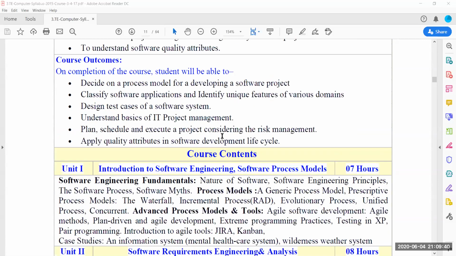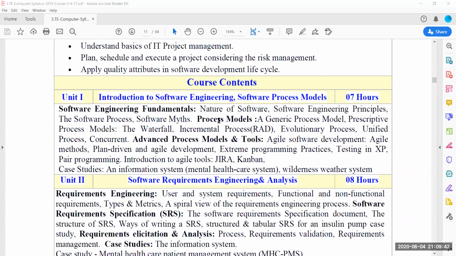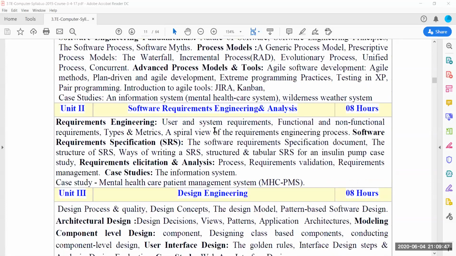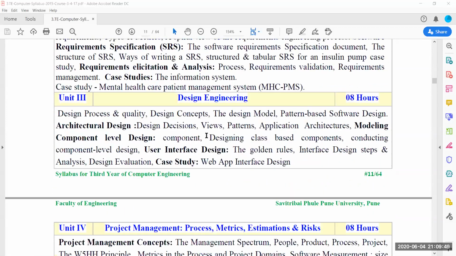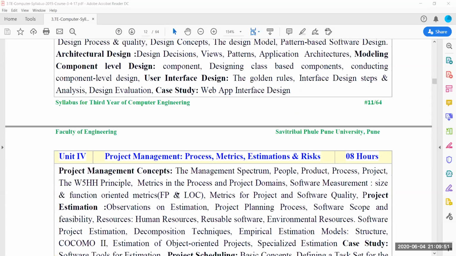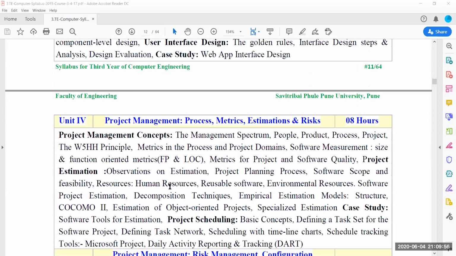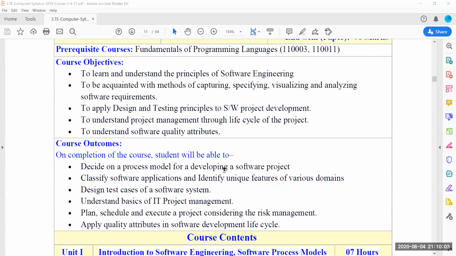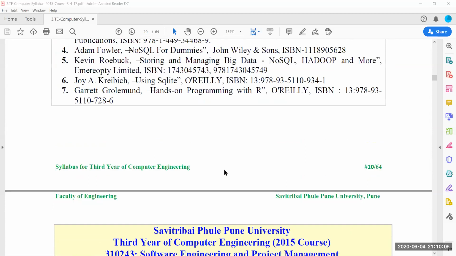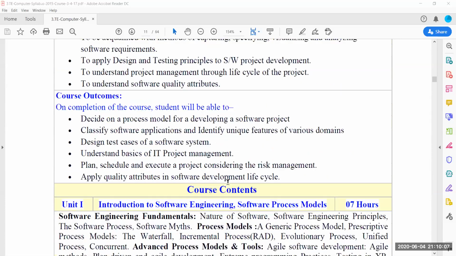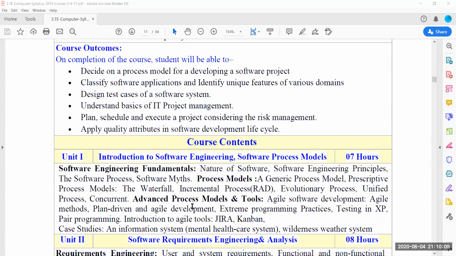In this subject, you are going to study 6 units. The first 3 units are focusing on the software engineering principles, estimation, design models, etc. Whereas the next three units, that is unit 4, 5, 6, are focusing on project management, metrics, estimation, and risk. Now, one by one, we'll study all the units in detail, and then we will follow the guidelines which are given in this unit also.